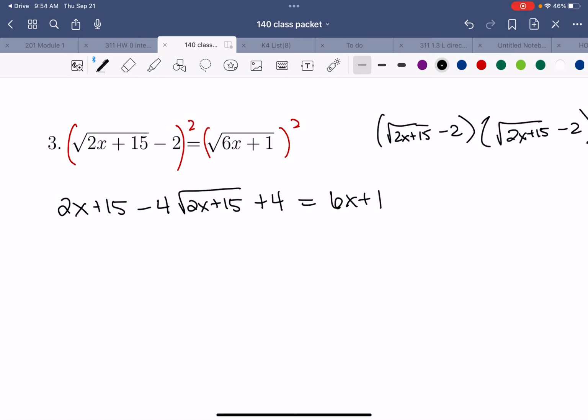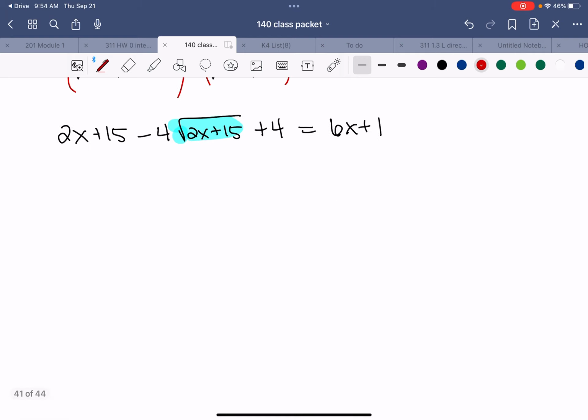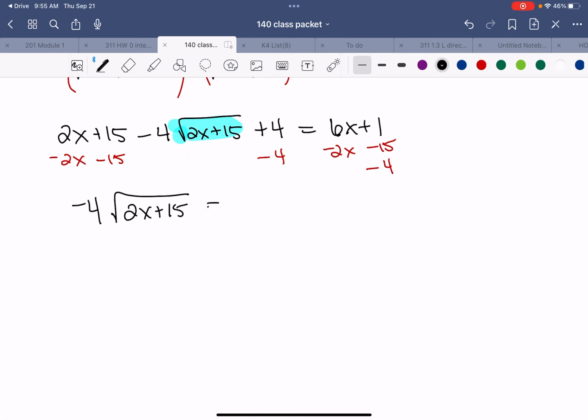All right, now I'm going to work to isolate this radical because it didn't go away. That's okay. I'm going to work to make it go away. So I'm going to subtract 2x from both sides. I'm going to subtract 15 from both sides. And I'm going to subtract 4 from both sides. And that's going to leave me with negative 4 square root of 2x plus 15. 6x minus 2x is 4x. And negative 15 minus 4 is negative 19, plus 1 is negative 18.